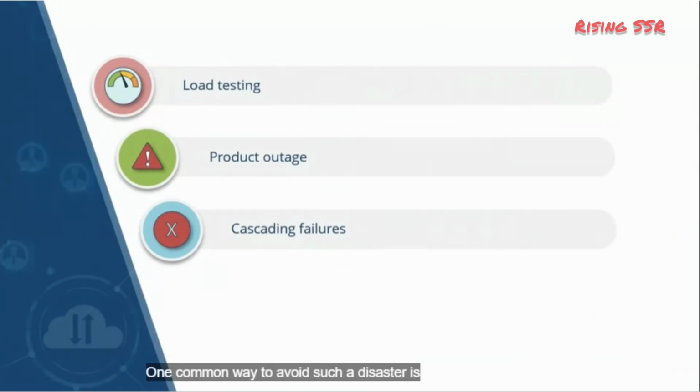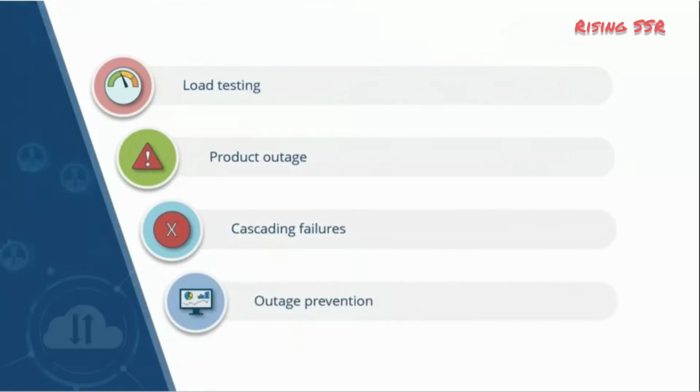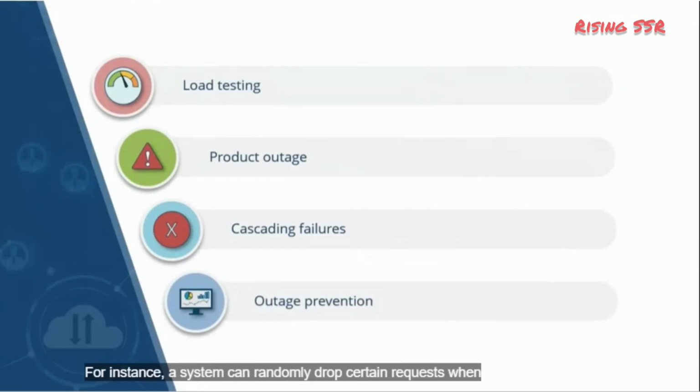One common way to avoid such a disaster is to build outage prevention into the system. For instance, a system can randomly drop certain requests when there are service outages to actively avoid a complete cascading failure.